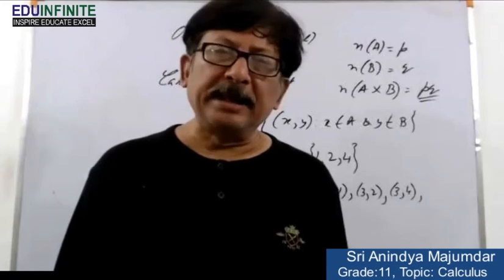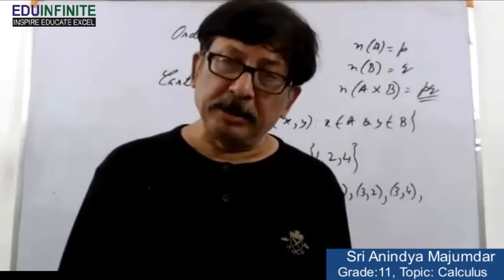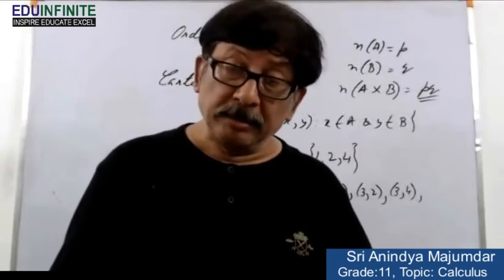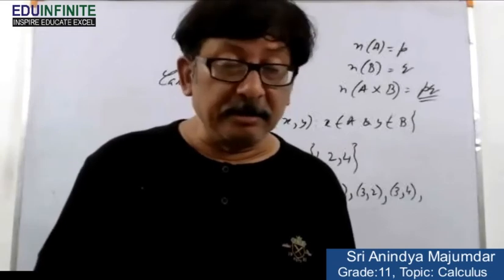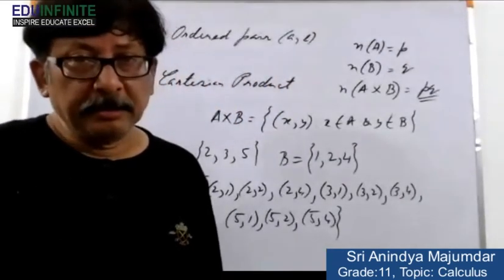Just like ordinary addition, 2 plus 3 is equal to 3 plus 2, it is commutative. Ordinary multiplication is commutative. But subtraction and division, they are not commutative. Is it okay? Fine.